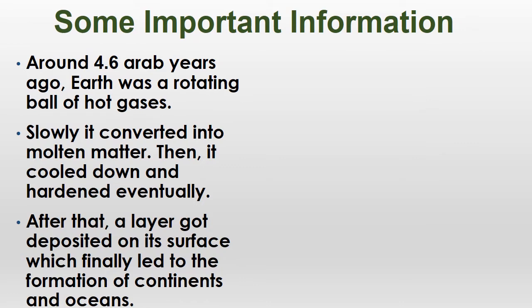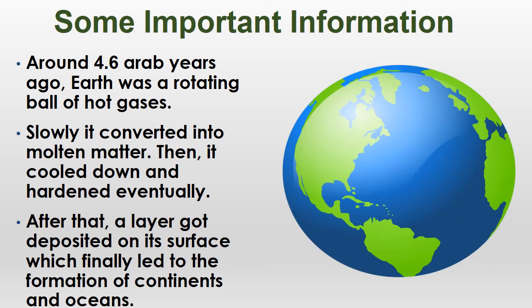First of all, let me share some important information with you. Around 4.6 billion years ago, Earth was just a rotating ball of hot gases. It was all red. It was not like this. Slowly, it converted into molten matter. It cooled down a little, and it was looking like something molten, like a liquid. And then when it cooled more, then it hardened.